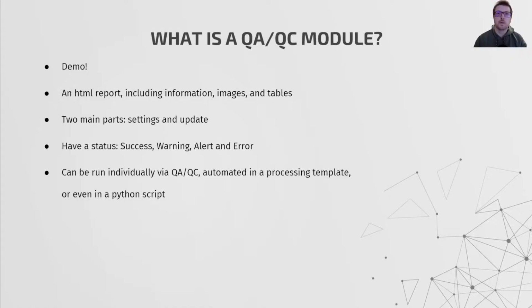So, to recap, a QAQC module's output is an HTML report containing text, images, and tables. They also have a status upon completion that can be success, warning, alert, or an error. There are two basic things a QAQC module must do. It must provide a settings dialog to configure the module, and it must update the HTML of the report. We'll get into the specifics of this shortly. Note that you can run QAQC modules individually, as I've just demonstrated a moment ago, but they are even more powerful when used in a processing template.